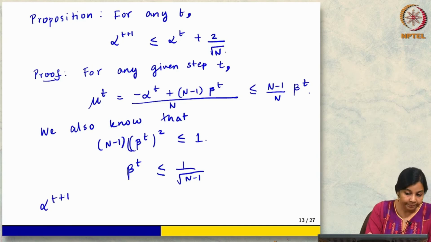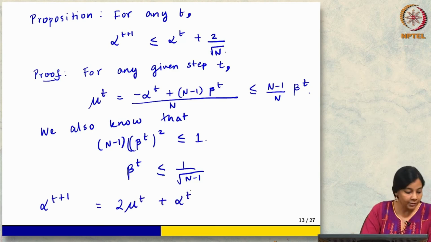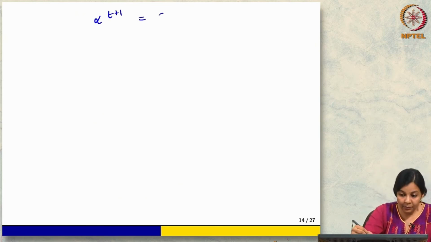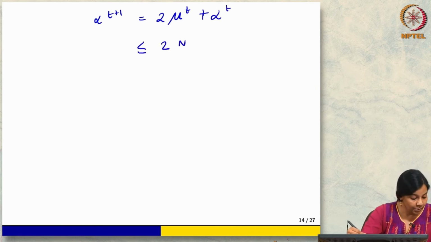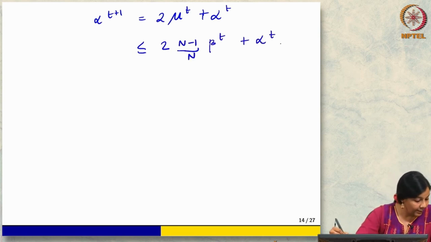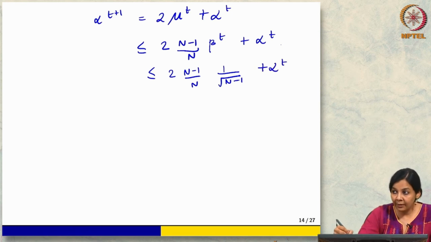So, alpha t plus 1, which we compute as 2 mu t plus alpha t, right, by definition. So, let me write that part again. So, alpha t plus 1, which we said is equal to 2 mu t plus alpha t, is 2 n minus 1 over n beta t plus alpha t. So, this mu t bound we got previously, right. So, we are just substituting that and now good. Now, we will use the bound on beta t that we have, right. So, we will get 2 n minus 1 over n times 1 over square root n minus 1 plus alpha t. So, I am just using those simple bounds that we derived before.